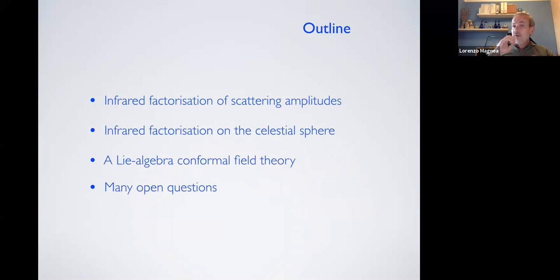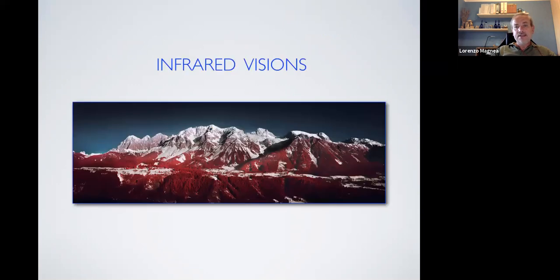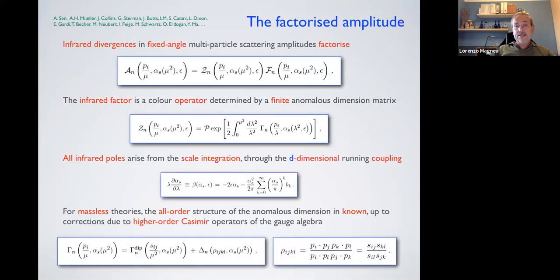Okay, so I'm just going to give you a two-minute blitz of what we know about the infrared factorization of scattering amplitudes, non-abelian case, to all orders. Then I will take a look at what that actually looks like on the celestial sphere. And then I will take a stab at identifying the actual conformal field theory which generates these results. There are quite a few formulas on the slides, but don't be bothered, I'll try to guide you to the essential features.